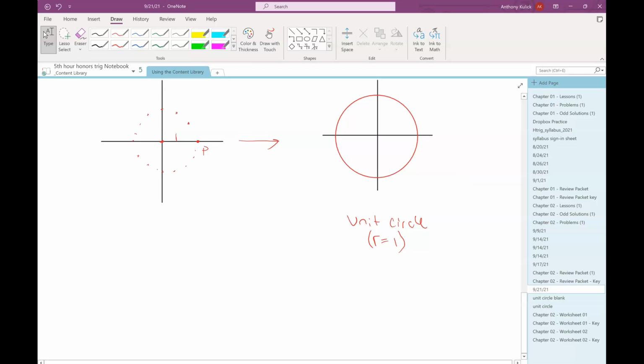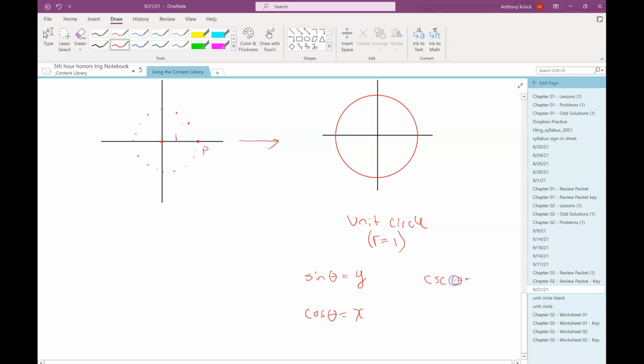So if we fixed our r for P to be 1, instead of sine theta being y over r, it really becomes y over 1, or just y. And cosine theta, instead of becoming x over r, becomes x over 1, or just x. Tangent is y over x. That doesn't involve r, so that just stays the same. I'm not going to write it again.